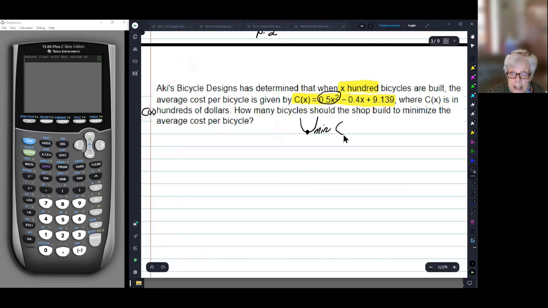So since this is HK, and H is the X coordinate of the vertex, we're just going to be finding H. X is the number of bicycles in hundreds, and that's all they care about. Okay, so the number of bicycles that need to be built in order to minimize, did I say maximize? I'm used to saying maximize, but this is minimize. The number of bicycles that need to be built in order to minimize the cost is negative B over 2A.